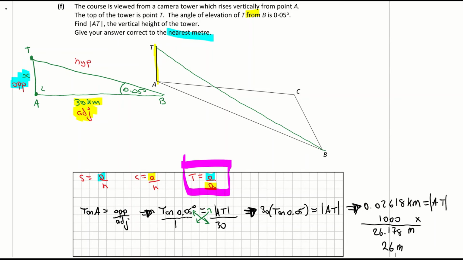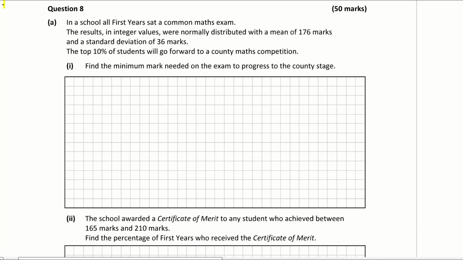And that's us finished. So question 8a, part 1, find the minimum mark needed on the exam to progress to the county stage. So the important bit here is the normal distribution. That's drawing our attention to the bell curve, and we're just going to sketch that out here just so we can visualize what's happening in this question. And it's telling us then that we have a mean mark of 176, and it then tells us that the top 10% progress to the county stage. So we're basically looking for this percentage here that allows these 10% of students to progress to the county stage.